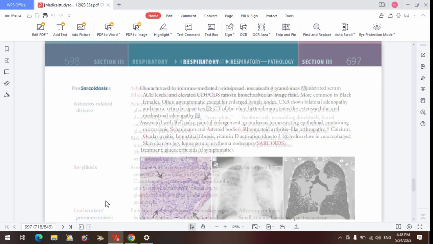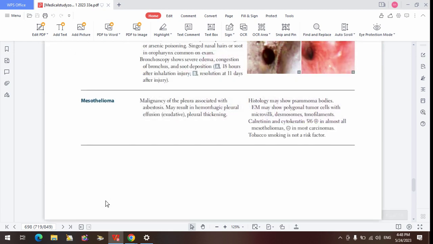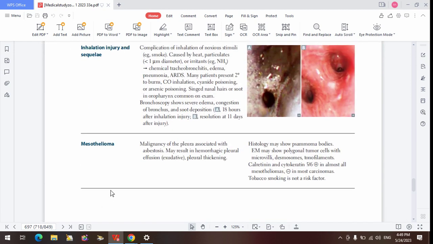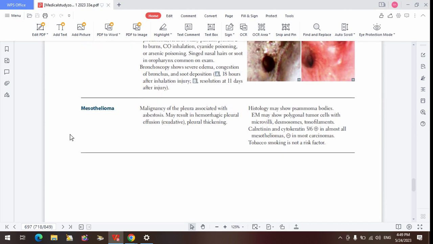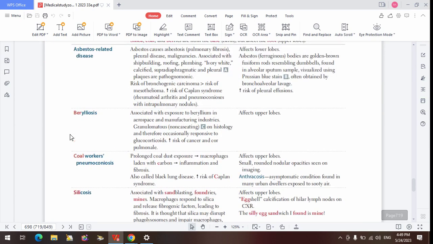Mesothelioma. Wow, mesothelioma. Okay. So they said we should learn about mesothelioma next. I don't know what I should do now because mesothelioma normally should be after pneumoconiosis.